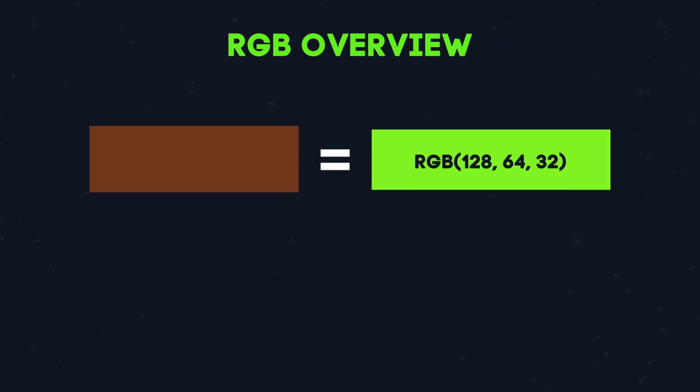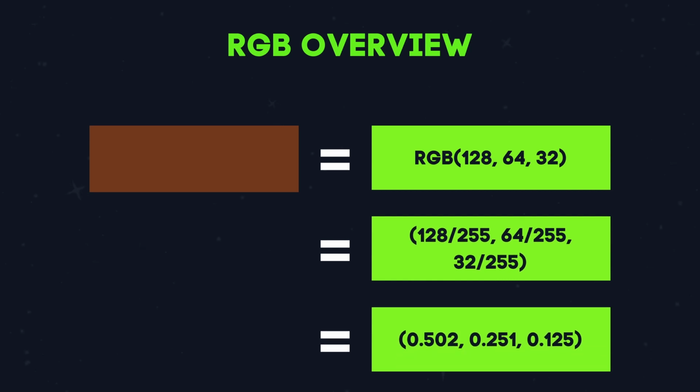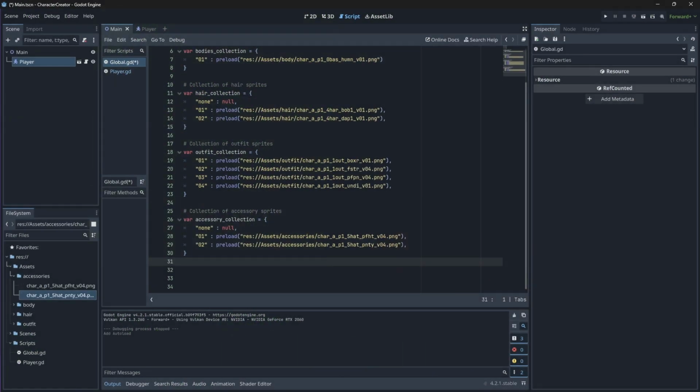So let's say you find a nice color palette online that works with traditional RGB values. To convert these RGB values to Godot's 0 to 1 range, we'll divide by 255. So a traditional RGB value of, say, 128, 64, and 32 would be represented in Godot as 0.5, 0.25, and 0.13 rounded up. These colors will be added to the modulate value of our sprites. So basically, we'll just be recoloring our Sprite 2D nodes.